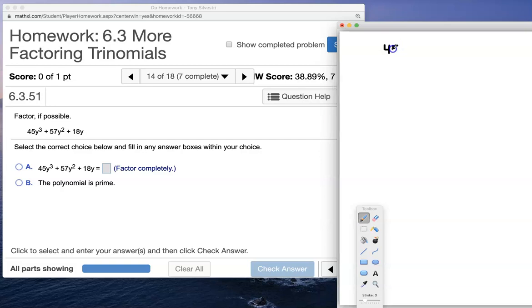Okay, so let me take a look at this guy here. Y cubed plus 57y squared plus 18. Oh man, this is a plus 18. Everything's plus. Okay, 18y. Okay, and that's one big bundle.